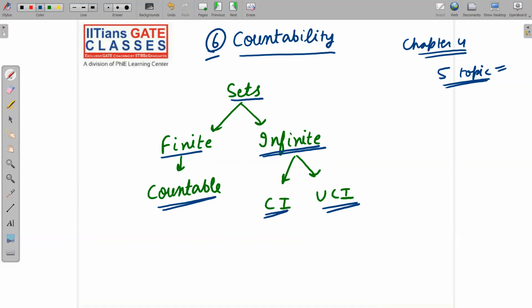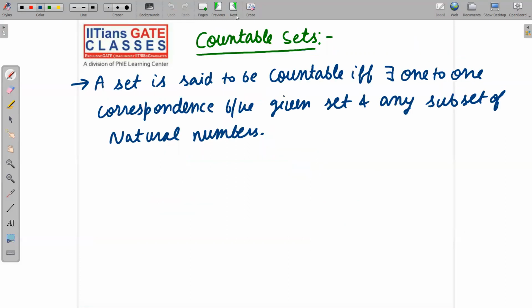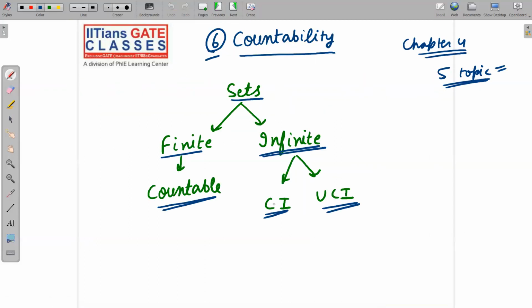Yeah, I hope you have noted down. I'm jumping to next slide. Okay. So CI means countably infinite. UCI means uncountably infinite. So what are these? Please don't worry. I'm going in detail slowly.